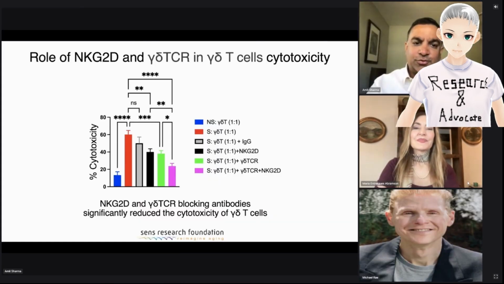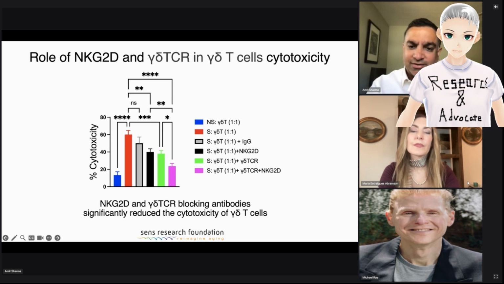We were also able to show the mechanism by which these gamma delta T cells recognize the target and kill them. Here we're showing that they not only use NKG2D receptors, but they also use the gamma delta TCR, and by blocking both of those receptors, we were able to cause an appreciable decline in cytotoxic function.